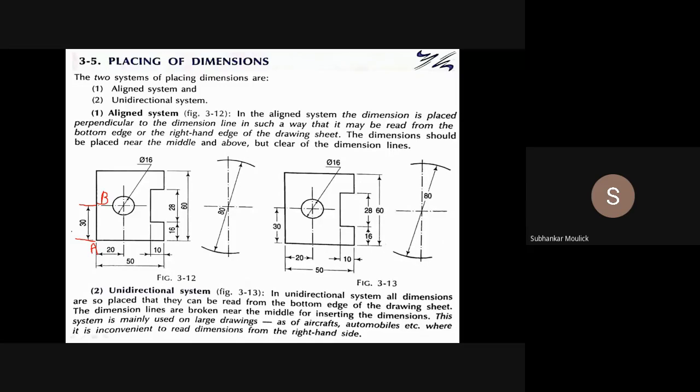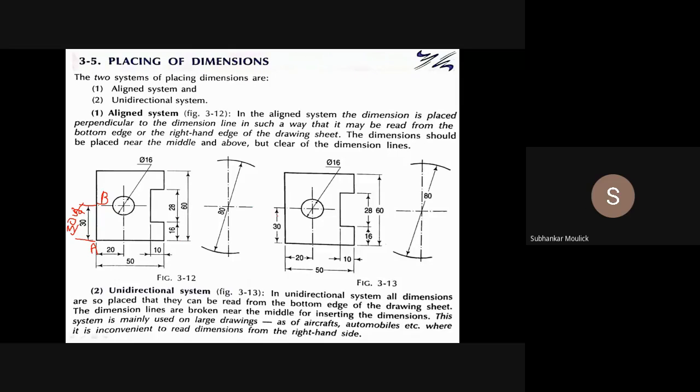Vertically, you have to write like this: 30. You cannot write 30 like this. This is wrong. This is correct. Is it clear? This is the aligned system.